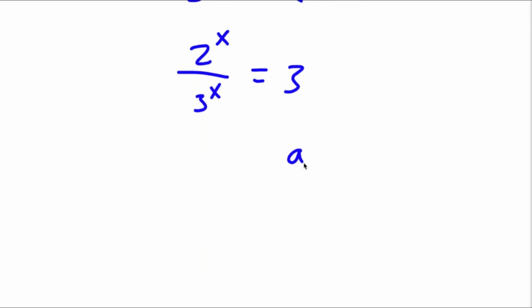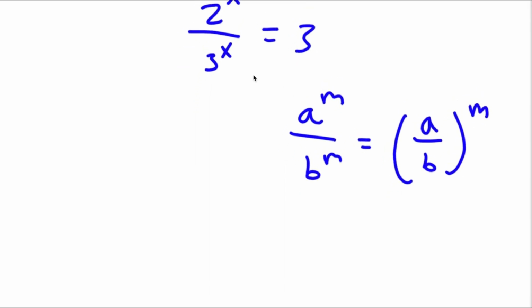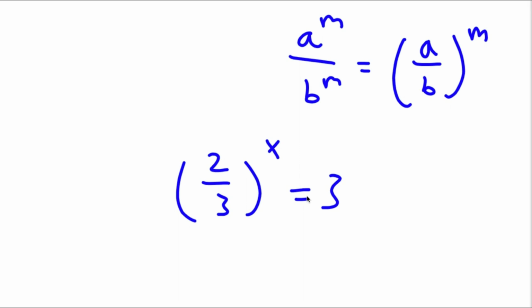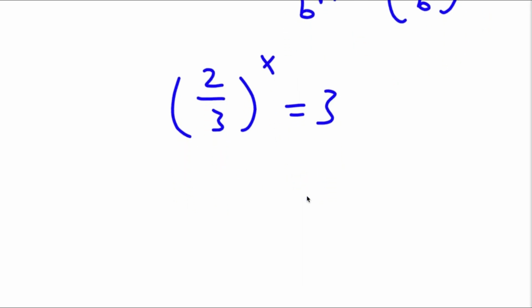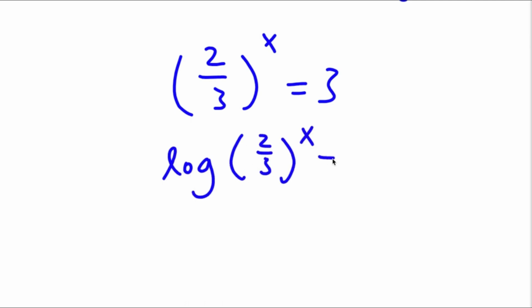Now, if I have something in the form a to the power of m over b to the power of m, this is the same thing as a over b to the power of m. So 2 to the power of x over 3 to the power of x, that's going to equal 2 over 3 to the power of x is equal to 3. Now what I'm going to do is I'm going to take the log on both sides. So now I have log of 2 over 3 to the power of x is equal to log 3.